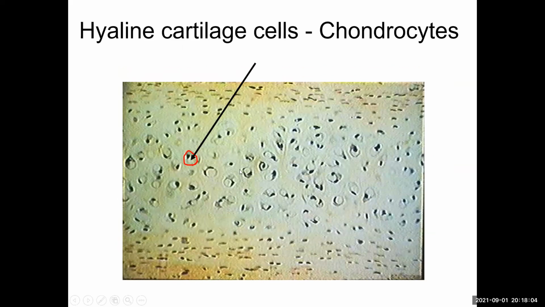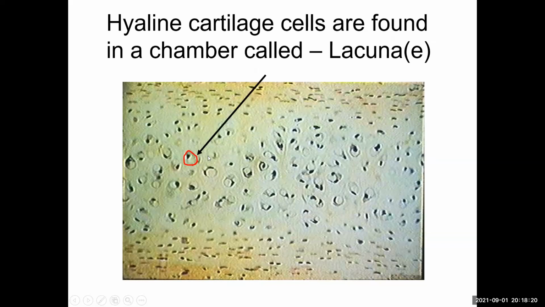So in this tissue, the chondrocytes will live in these chambers or these spaces. That's what you're seeing here. That's what the red line is representing. So that space or chamber is called the lacuna.